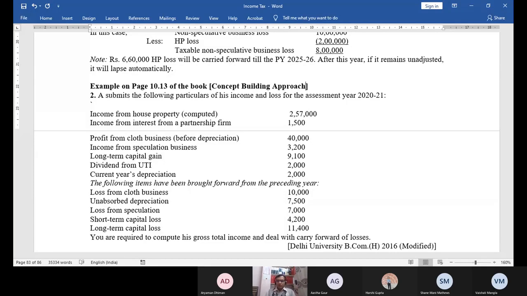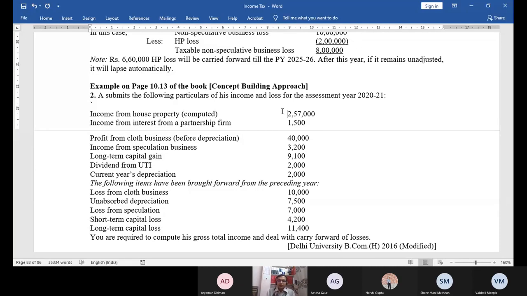A submits the following particulars of his income and loss for the assessment year 2021. Income from house property computed. Computed means it is final taxable income. Income from interest from a partnership firm, before depreciation, 40,000. Income from speculation business 3,200. Long term capital gain 9,100. Dividend from UTI, Unit Trust of India, 2,000. Current year depreciation 2,000.